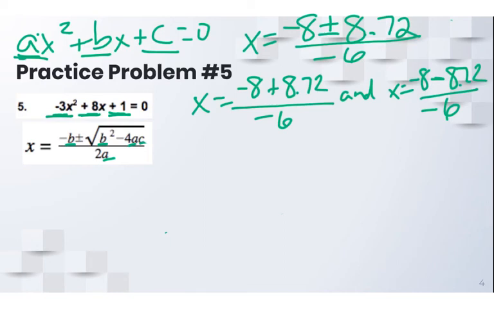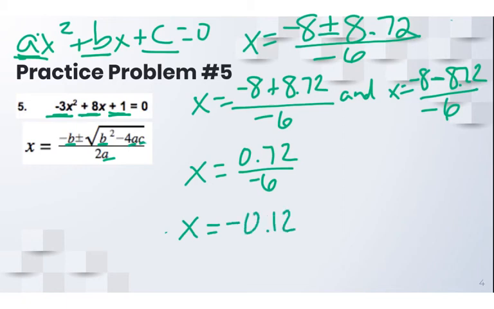All right, so I'm using my calculator again. I encourage you guys to check my work. Negative 8 plus 8.72 equals 0.72. So x equals 0.72 divided by negative 6. And make sure you're dividing by that negative, not minus 6, okay? X equals negative 0.12. So one of my roots is at negative 0.12.